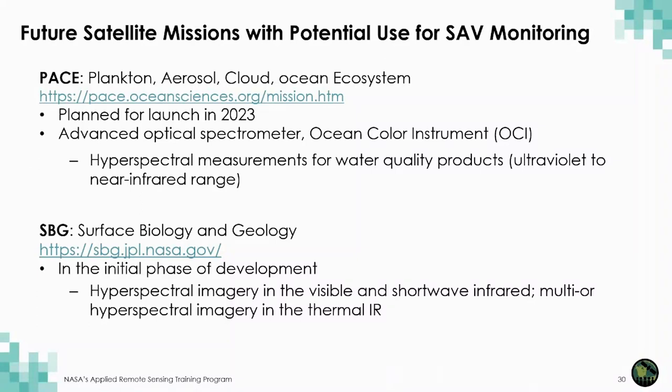Now, as I said, there are two different missions planned within NASA that can be applied for ocean and coastal processes, and definitely for subaquatic vegetation. PACE is planned for launch in 2023, and it will have an advanced optical spectrometer, what's called an ocean color instrument, or OCI.